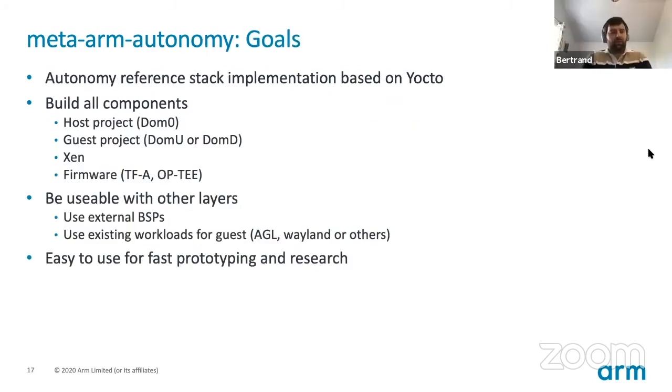So the Meta-Arm autonomy is another sublayer present in Meta-Arm, and is an implementation of the reference stack I presented earlier based on Yocto. So it can be used to build all components of the stack, from the firmware, Xen, and Dom0 to guests. This layer can be used with other layers to use external BSPs, recipes, or workloads like AGL or Wayland guests. It is designed to be easy to use and suitable for fast prototyping and research.